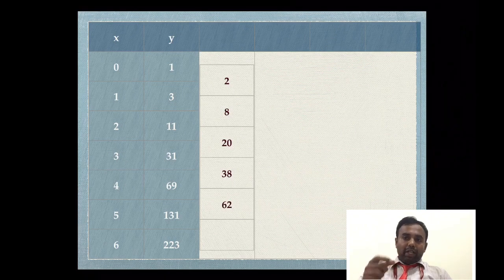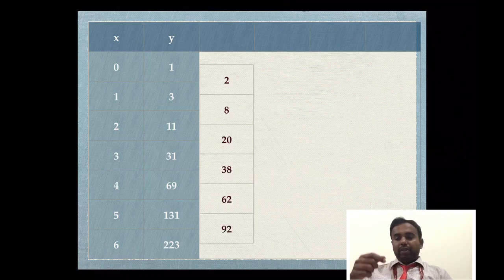131 minus 69 is 62. And finally, 223 minus 131 is 92.